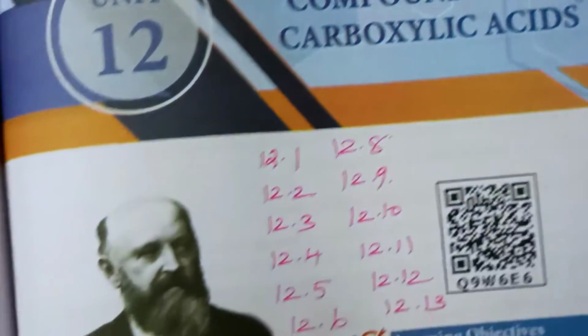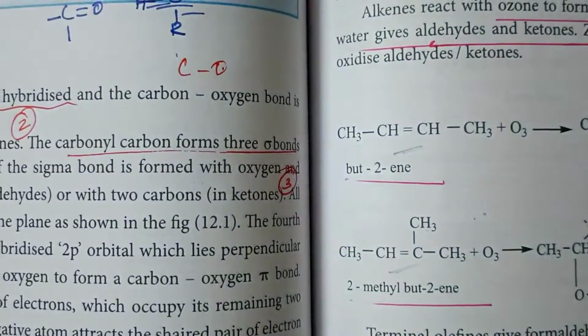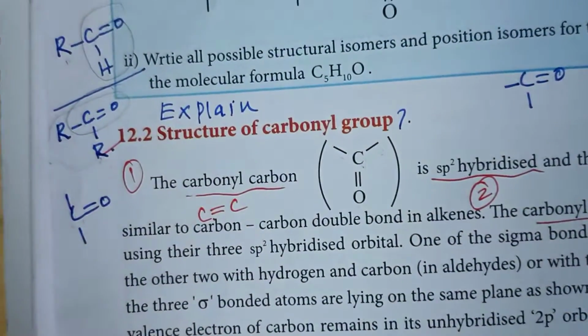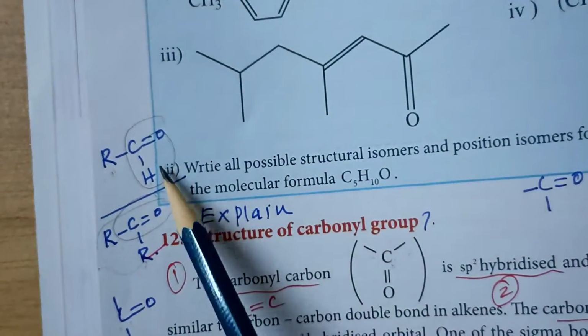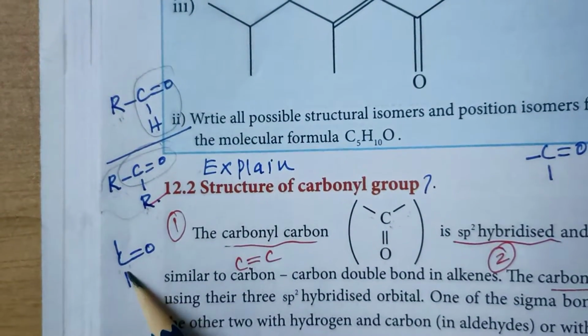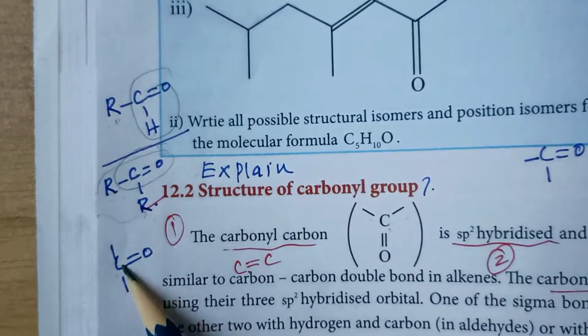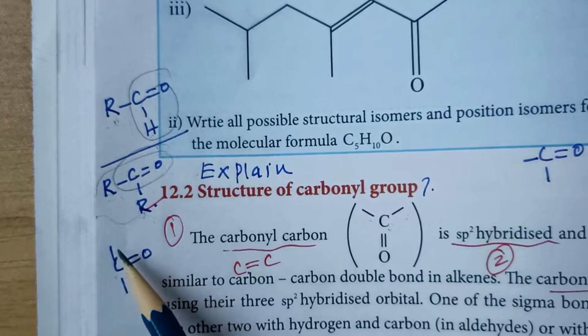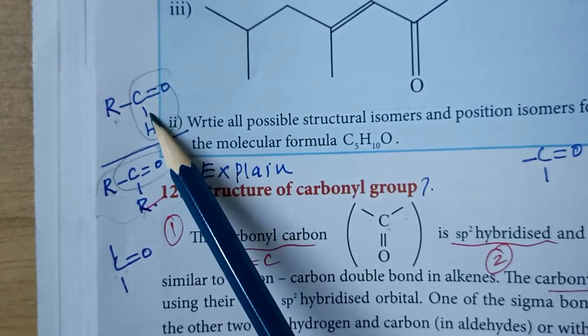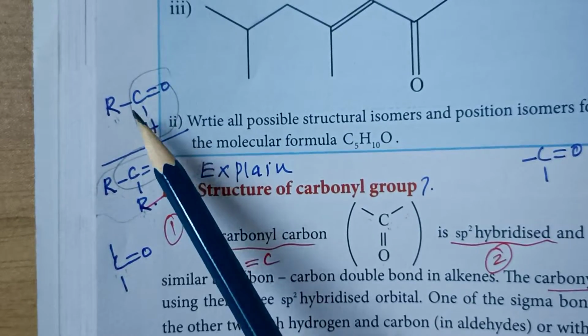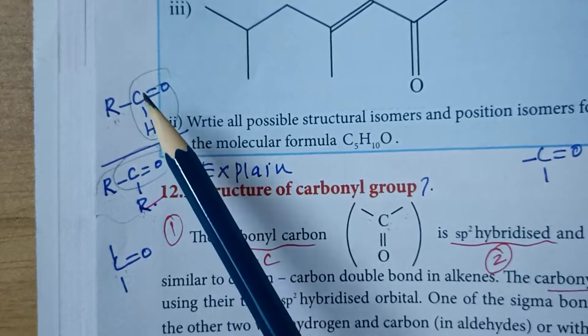Carbonyl compounds. In the topic carbonyl compounds, today we are going to see the structure of the carbonyl group. The carbonyl group is present in aldehydes and ketones. The carbonyl carbon has a valency of 4: two are double bonded with oxygen, and of the remaining two valencies, one is attached with hydrogen and the other one with an alkyl group.